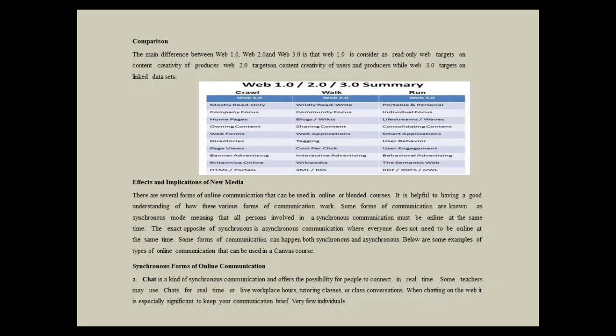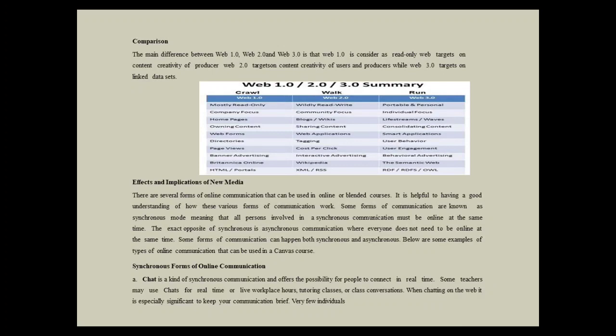Comparison. The main difference between Web 1.0, Web 2.0 and Web 3.0 is that Web 1.0 is considered the read-only web that targets the content creativity of the producer. Web 2.0 targets the content creativity of users and producers, while Web 3.0 targets linked datasets, effects and implications of new media.